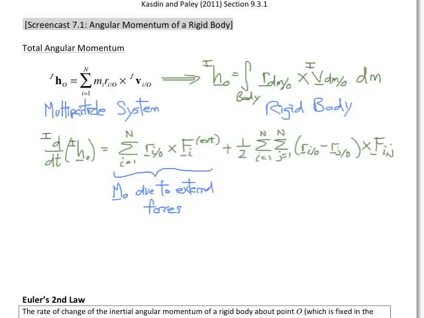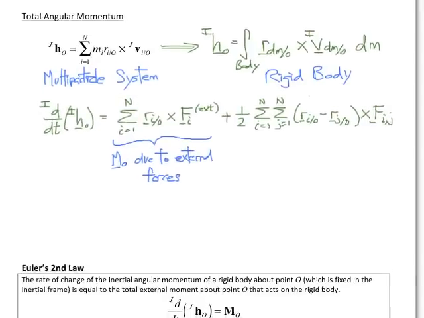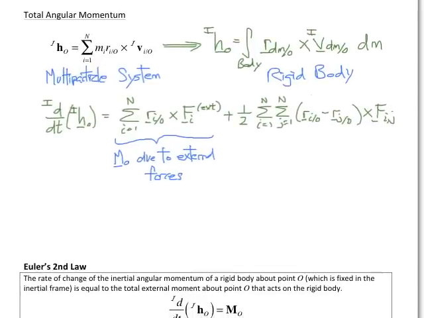And then the second term deals with our internal moments of the system. We said earlier in Chapter 7 that in most multi-particle systems that we deal with, this term is simply going to zero because there are no internal moments. But we know from statics that there are internal moments in rigid bodies.